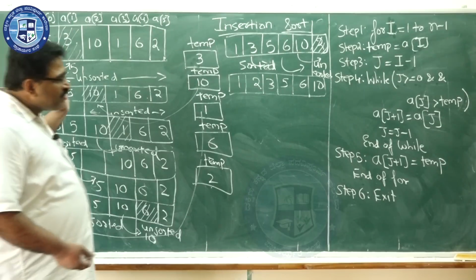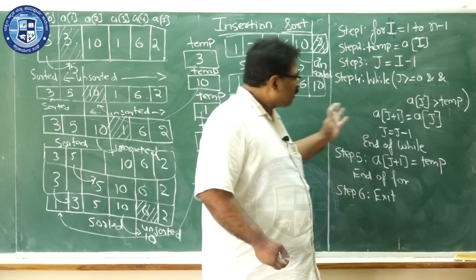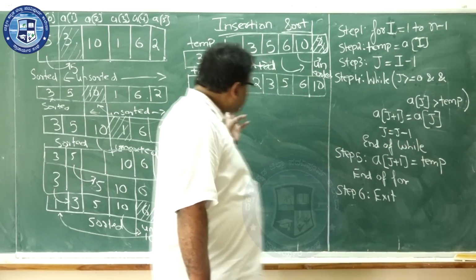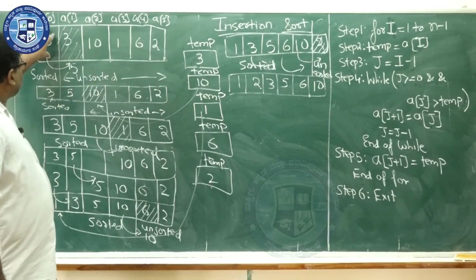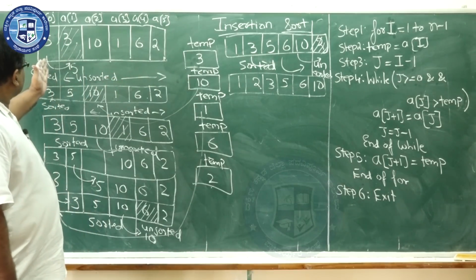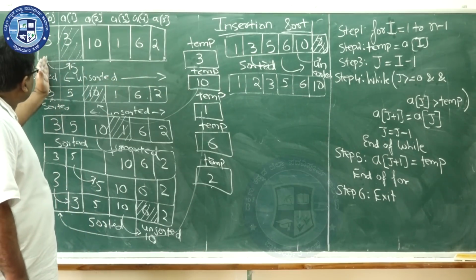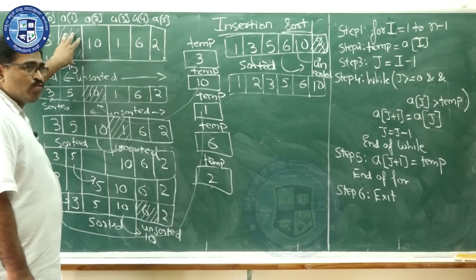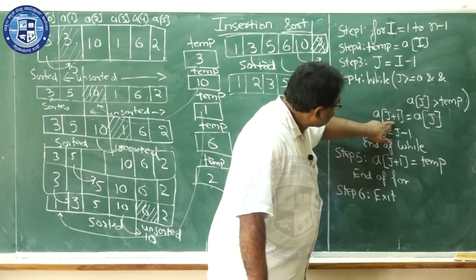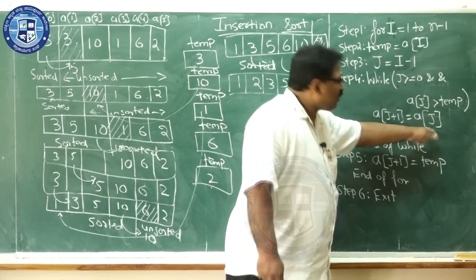We have moved this element, right? Where have we moved this element? Into J plus 1. That means, when we compared 5 and 3, if this is J, we have moved 5 to J plus 1. That is what we have written down here: A of J plus 1 is equal to A of J.